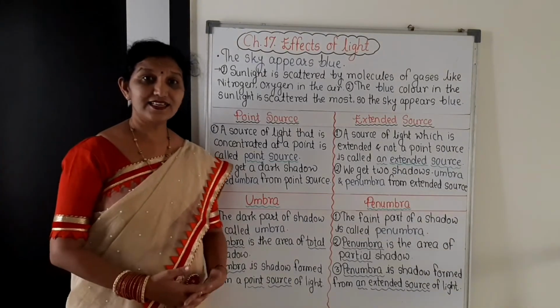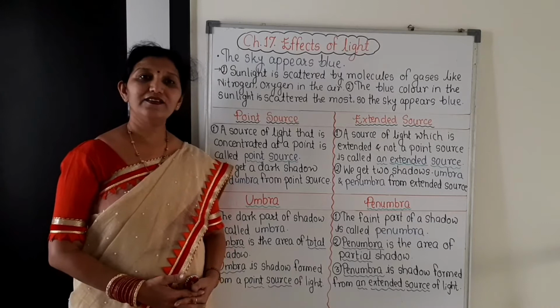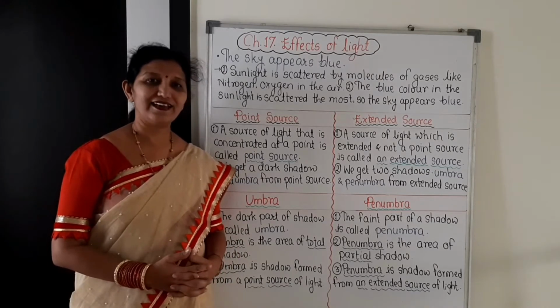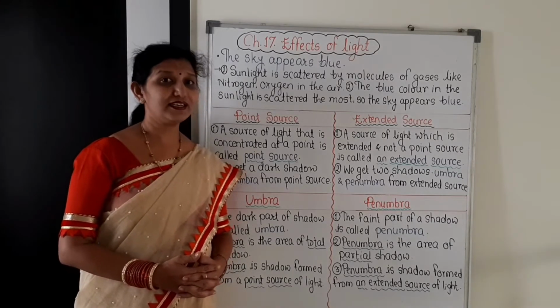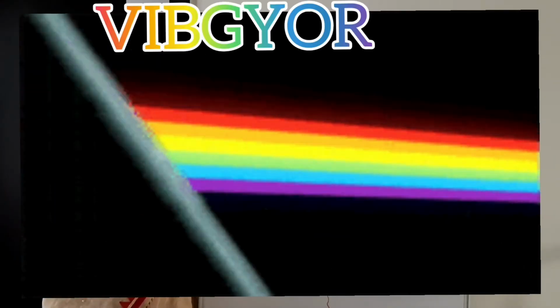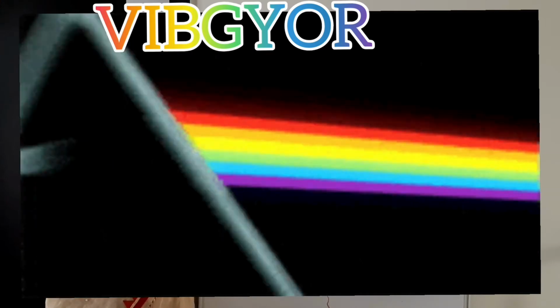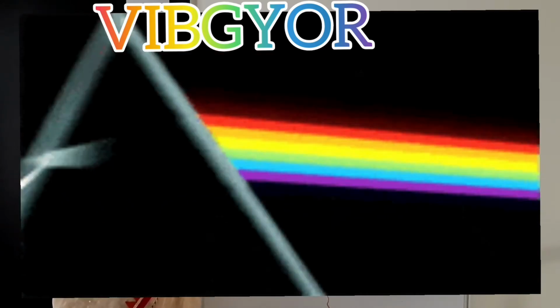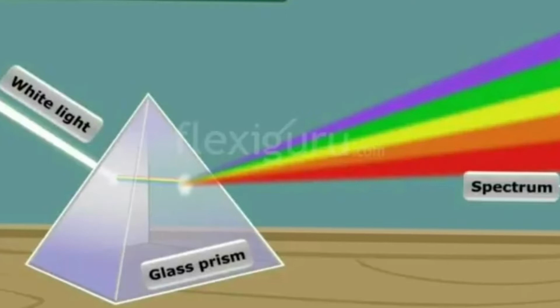Children, last year we have studied the different phenomena about light, and in that we have studied that when light passes through a prism, on the opposite side of that prism, what colors are there in the band of light? There are 7 colors. Which are those? Violet, indigo, blue, green, yellow, orange and red.